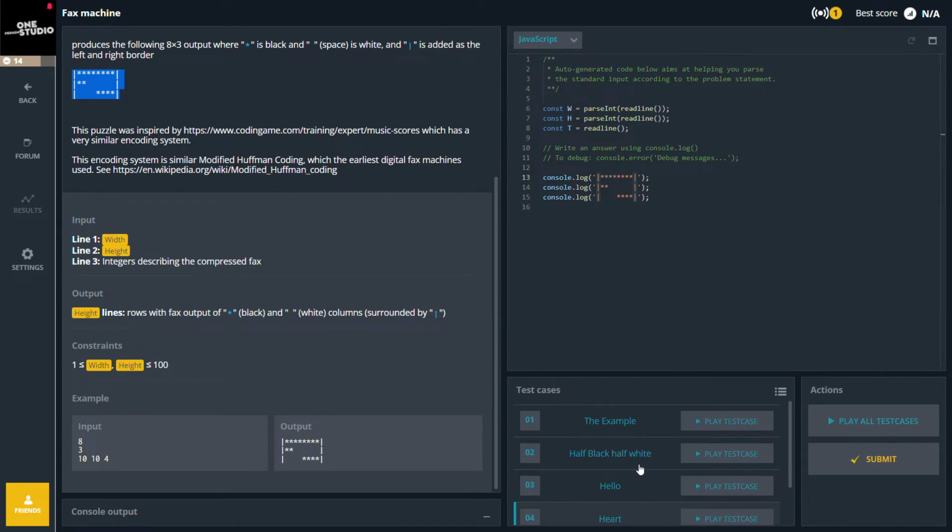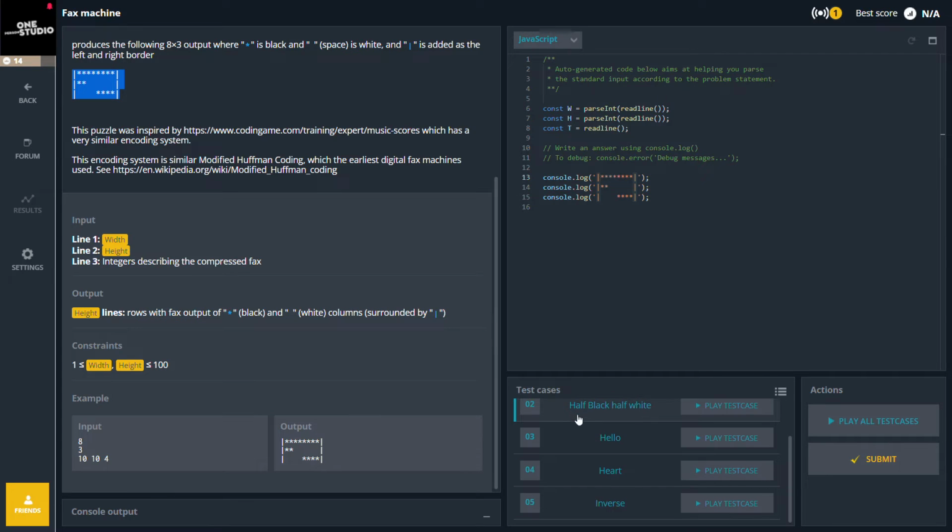There's 5 test cases for me to solve. The first one is the example. The second one is half black, half white. The third one is hello. The fourth one is heart. And lastly, the fifth one is inverse. So now it's time to complete this puzzle.